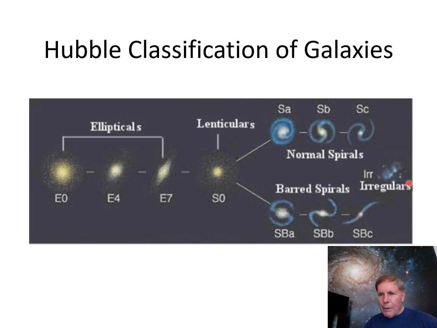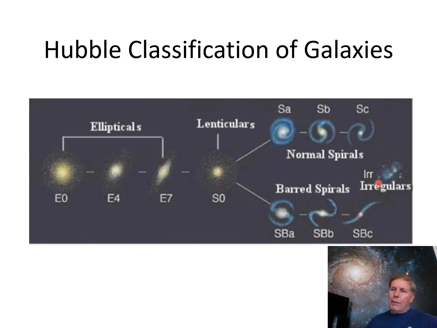Here's the irregulars, and you guessed it, they're irregular, friends, and they don't have any patterns. They're galaxies that have clearly been messed with and came out number 2 out of 2. They've had collisions that didn't go well.